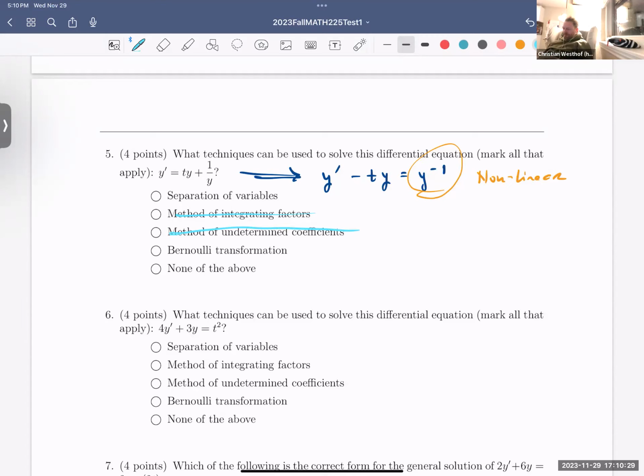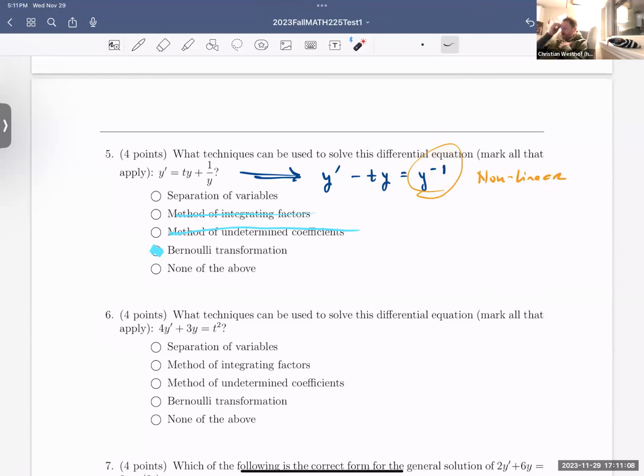Then if it's separable, we could use separation. And as long as, let's see, in this form, we have y prime minus some coefficient of the dependent variable, y, equals, so y prime minus t y is equal to y to the -1. As long as this exponent isn't 0 or 1, then we could use the Bernoulli method. So Bernoulli works, again, because our exponent fits the form and the whole equation fits the form for our Bernoulli substitution.